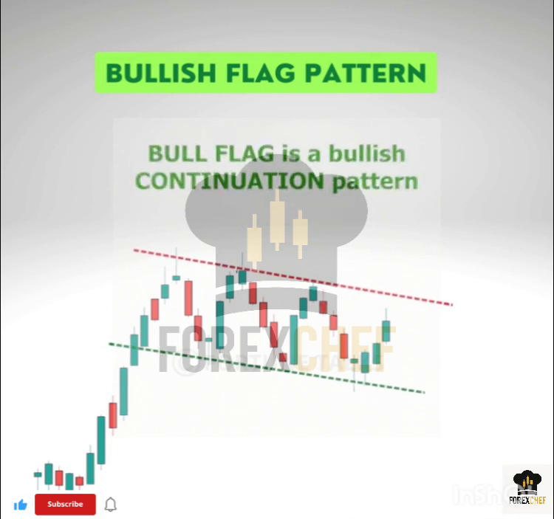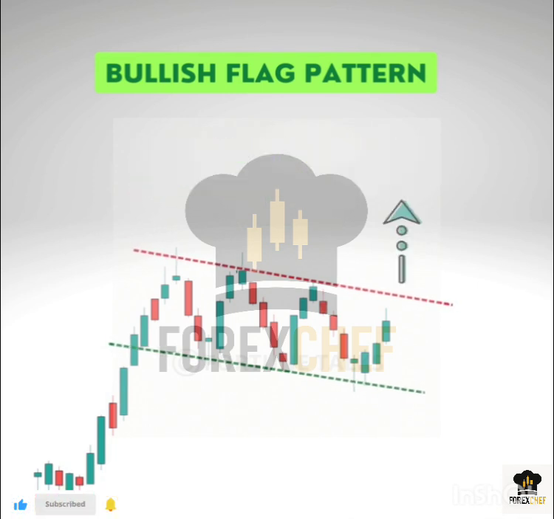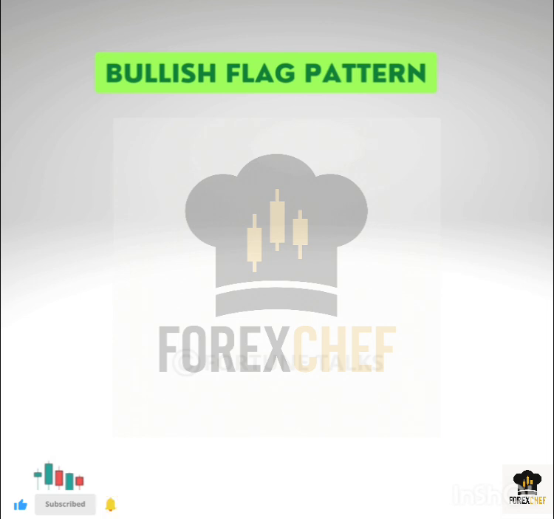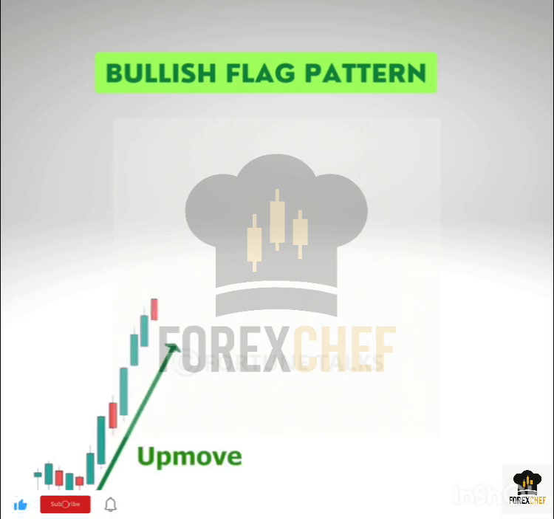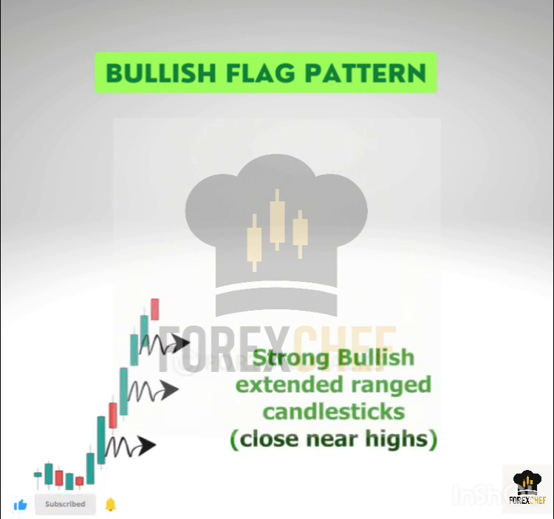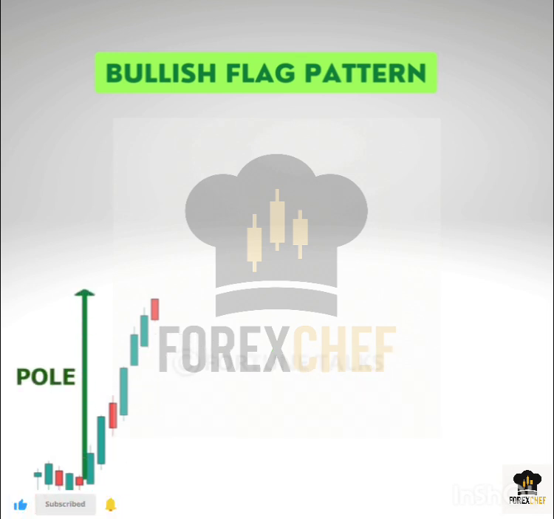A bull flag is a continuation chart pattern that signals the market is likely to move higher. To identify a bull flag, look for a strong trending move higher. This means the range of the candles are more bullish than usual and they tend to close near the highs. This forms the pole of the pattern.